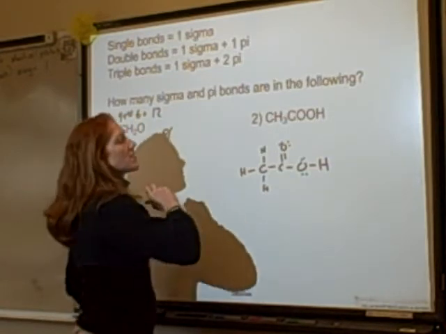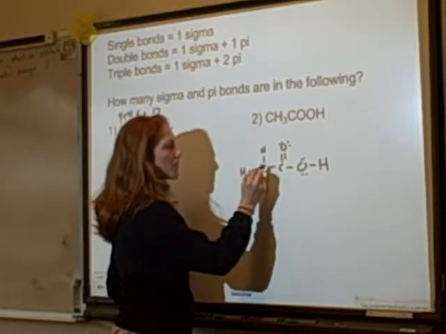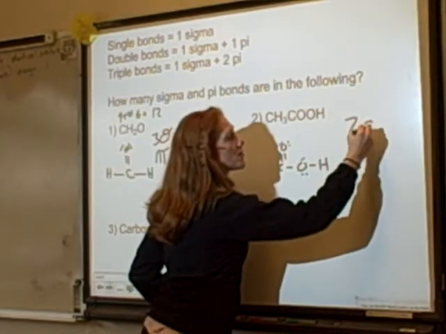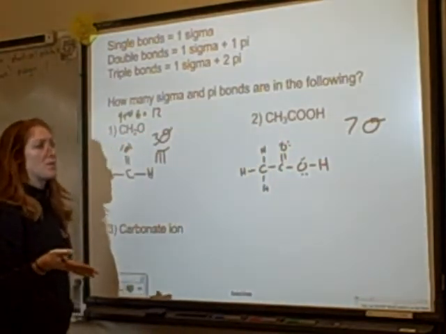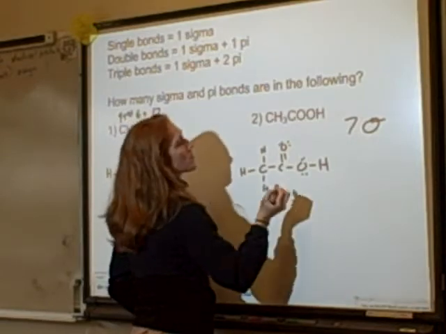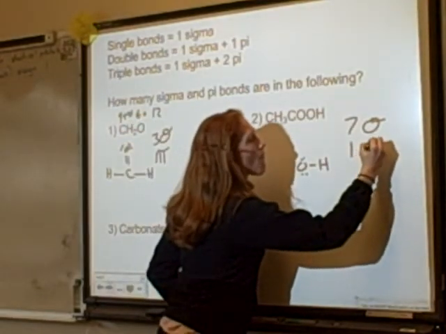If I want to know the sigmas, I just count up 1, 2, 3, 4, 5, 6, 7. 7 sigmas. I just counted up anytime 2 atoms were attached because they're always going to form a sigma first. It's the strongest bond. And then there's only 1 double bond, so there's only 1 pi.